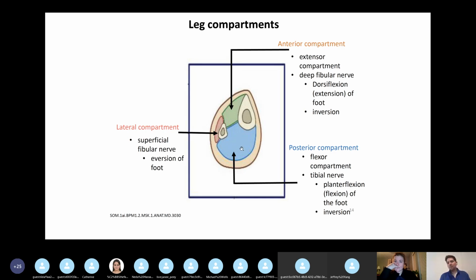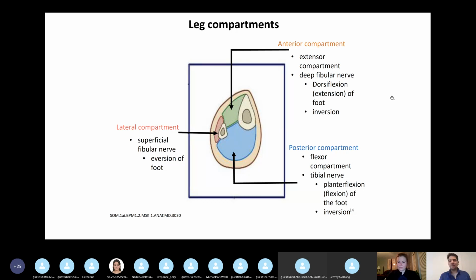So where the posterior compartment is out, right? So again, the inversion and the plantar flexion is out. So you're left with activation of the anterior and lateral compartment. So the deep fibular and the lateral compartment, the superficial fibular nerve, are going to be working.